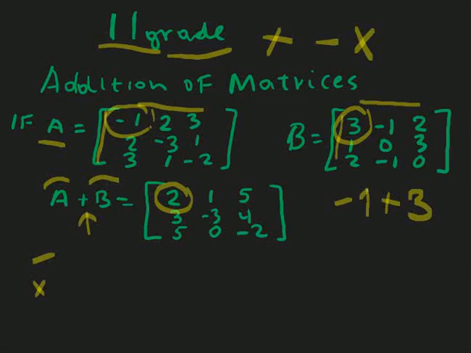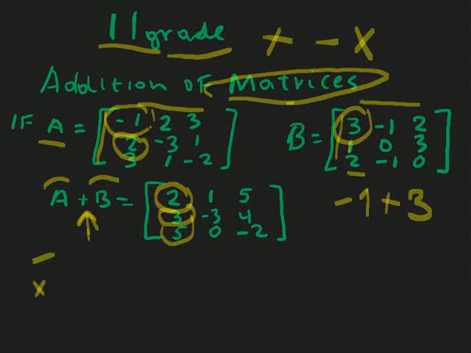So we'll do this column. 2 plus 1 is 3. And what else do we have here? 3 plus 2 is 5. This is how you do it when it comes to matrices.